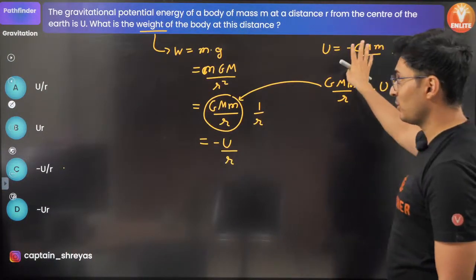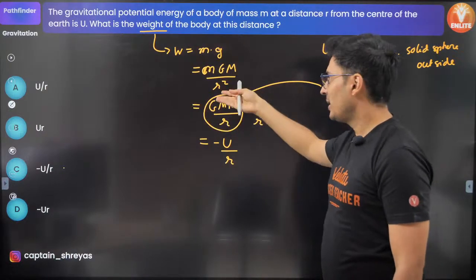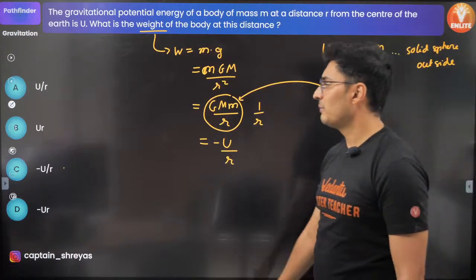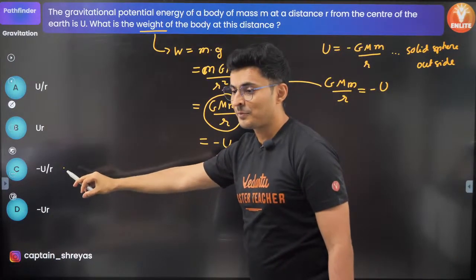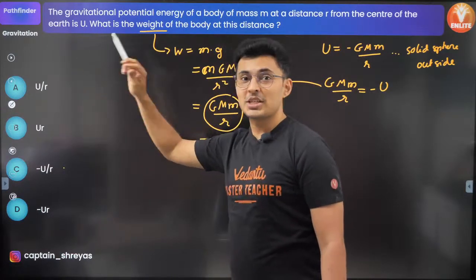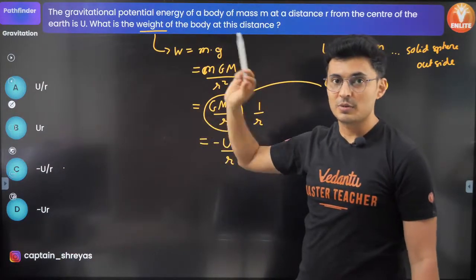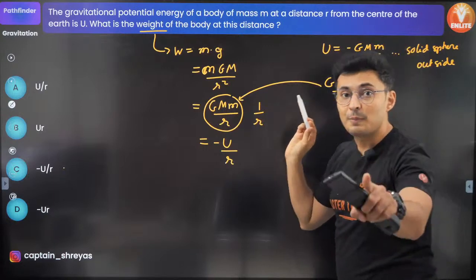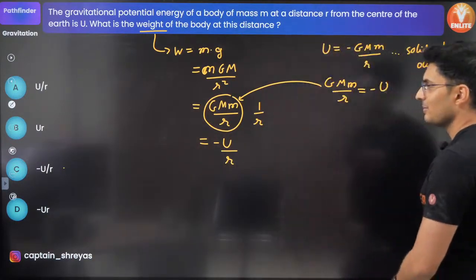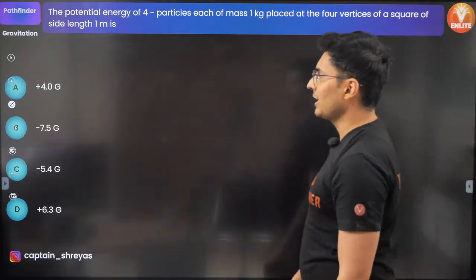So you should know the formula for potential energy, and weight is mg. That's it. Substitute this over here. That minus sign is important. Many people skip that minus sign, and you will see that many students get the answer as option A. So that's wrong. Be careful of that minus sign. That minus sign is only there in gravity. It's not there in electrostatics. Keep this in mind. All right, moving on to the next question.